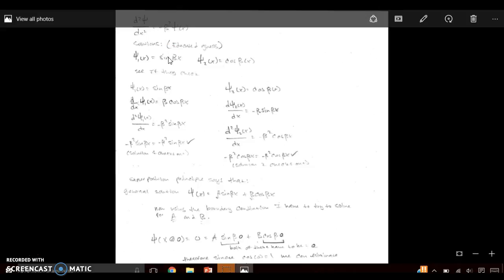So just from eyeballing it, you can see that the second derivative of phi of x has to be equal to phi of x times a negative constant squared. So we have to make an educated guess.